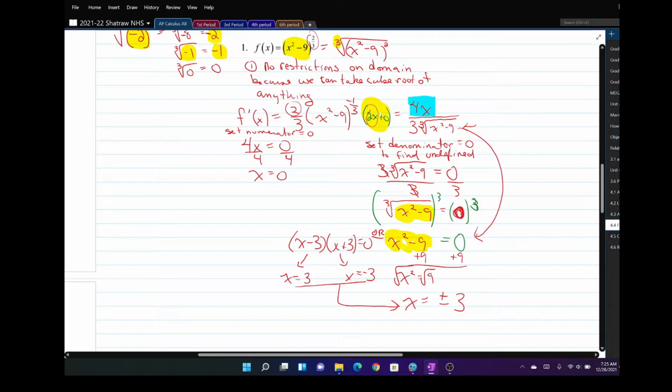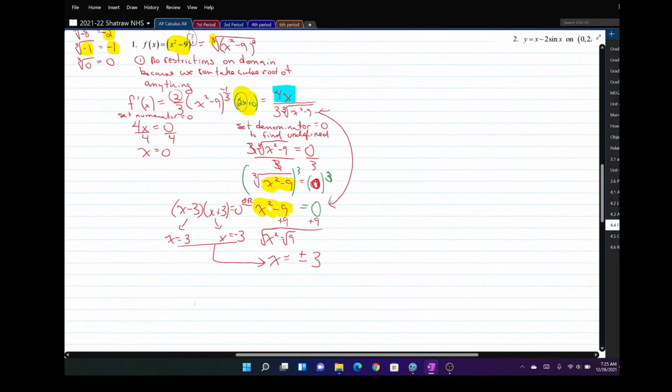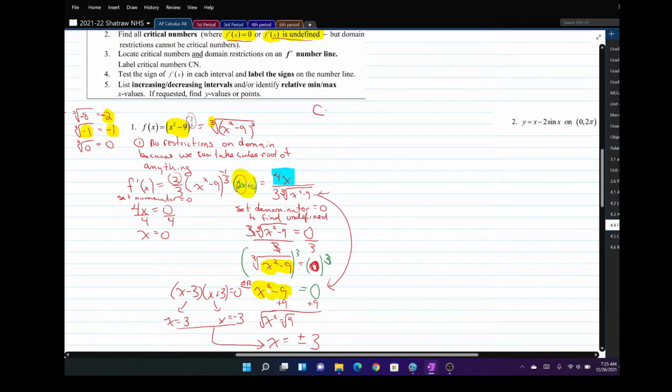Okay, so now we know what our critical numbers are. So our critical numbers, it's always a good idea to write them down, are going to be x equals 0 and x equals positive or negative 3.